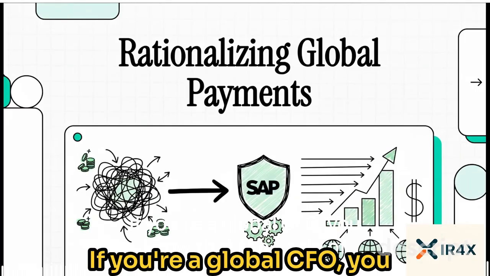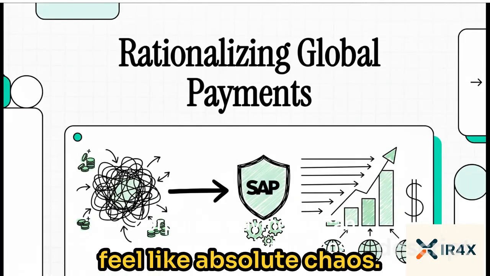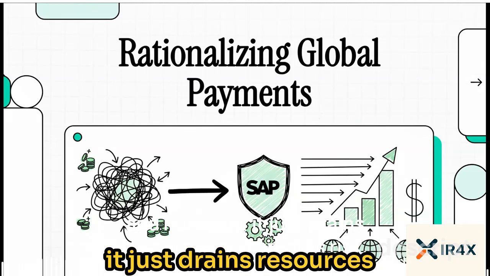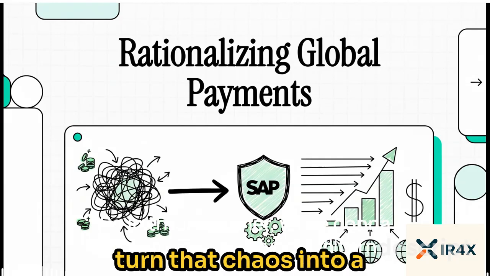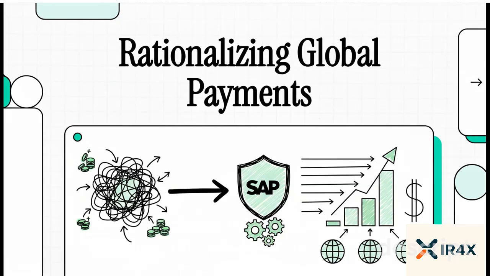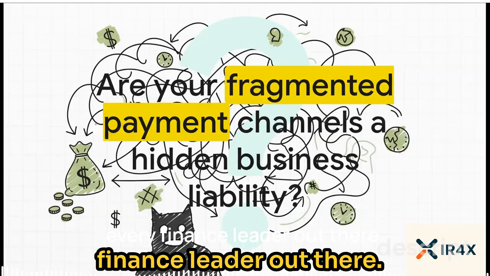If you're a global CFO, you know that the world of corporate payments can feel like absolute chaos. It's this tangled web of disconnected systems, and honestly, it just drains resources and creates risk. So in this explainer, we're going to break down how you can turn that chaos into a seriously streamlined, strategic asset. So I want to kick things off with a pretty direct question for every finance leader out there.